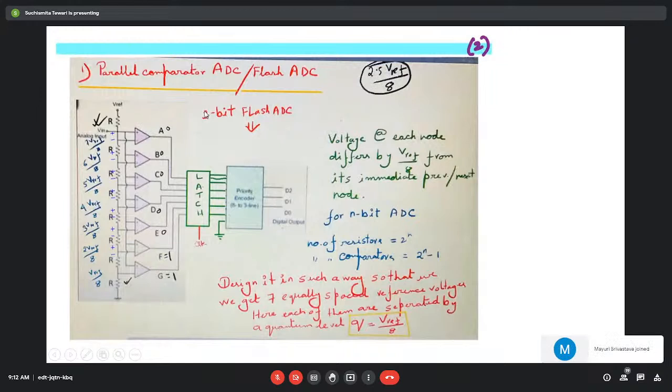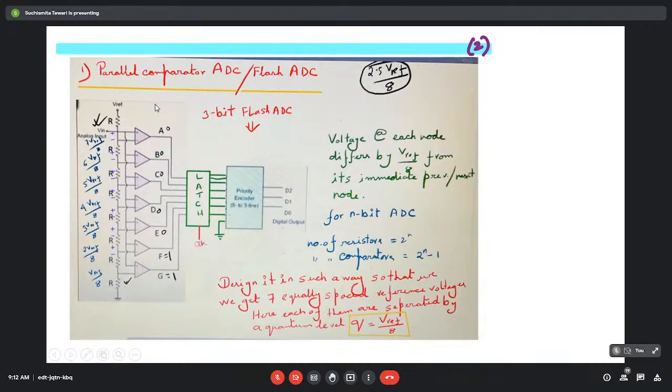At first, let us see what we mean by this parallel comparator ADC. From the name, we can say that it has to do something with comparison, because comparators are being used. And why parallel? Maybe a number of comparisons are done in parallel. So that is why the name parallel comparator ADC. This is the circuit schematic of a typical parallel comparator ADC. At the output, whatever the analog signal, we are getting a 3-bit digital signal. So it is called a 3-bit ADC.